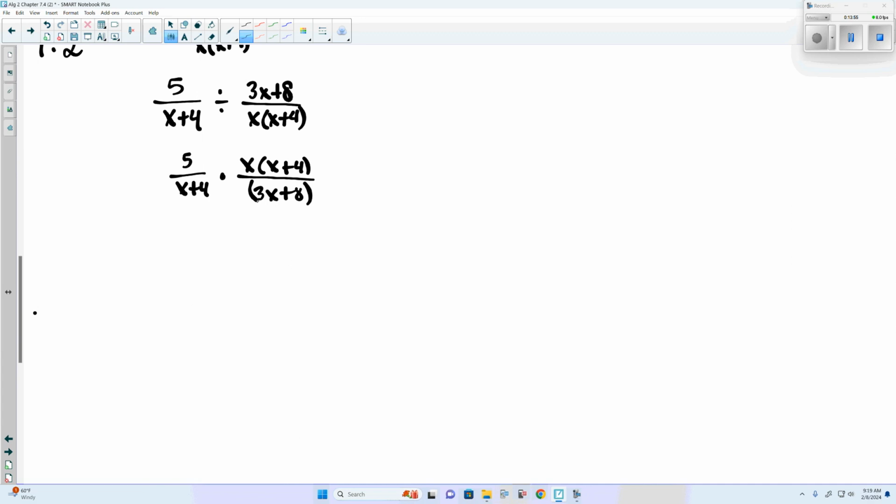This is still method 1. Now at this point we can multiply. We have 5 times x, which is 5x, times x plus 4 over x plus 4 times 3x plus 8. Do you have anything in common? x plus 4 and x plus 4, leaving us with 5x over 3x plus 8.